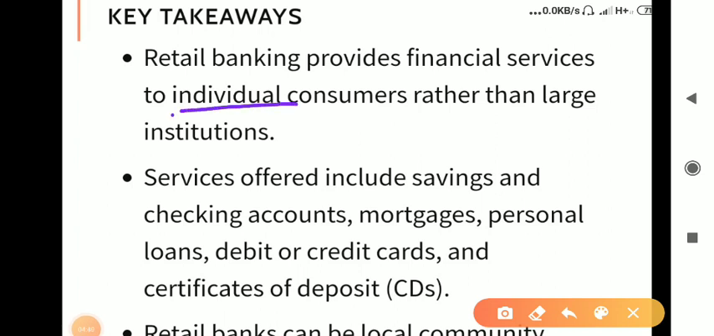As you have mentioned, it's related to individual consumers, rather than large institutions. Here are the services. You can see certificates of deposit, debit and credit cards, and all the ATM cards.